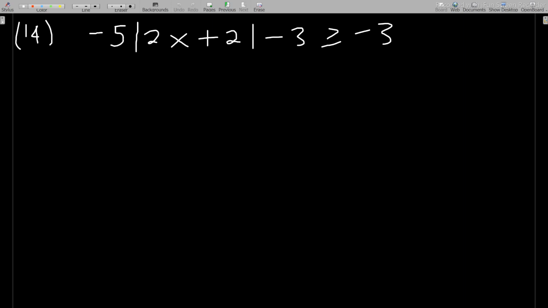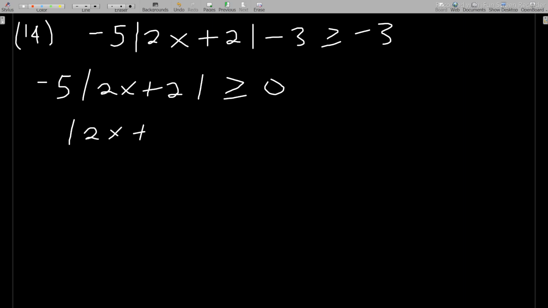I have negative 5 into absolute of 2x plus 2, greater than or equal to 0, because when I pick the negative 3 here and send it to the other part, it becomes positive. So I have divided by negative 5, I have absolute of 2x plus 2 will always be greater than or equal to what? 0. Now when you have this, at first we're saying that when you have greater than or equal to 0, it means the solution is what? All real numbers.